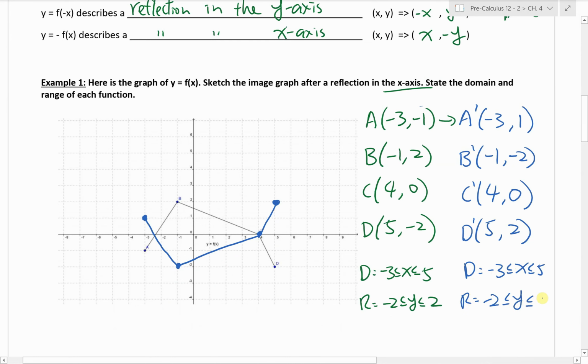Okay, so that's the first example. Here's the second question. That's the practice. Good luck.